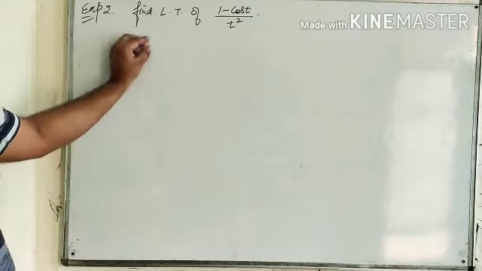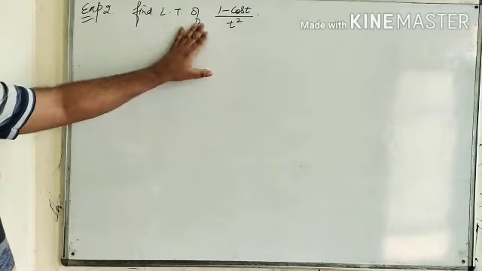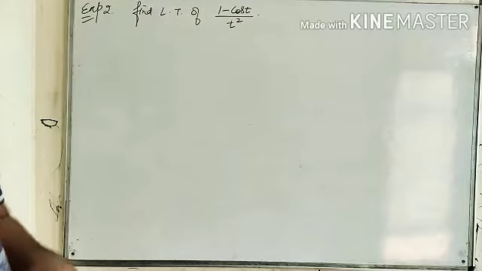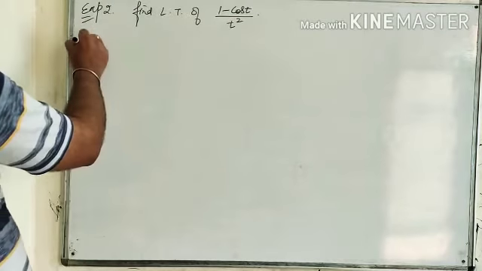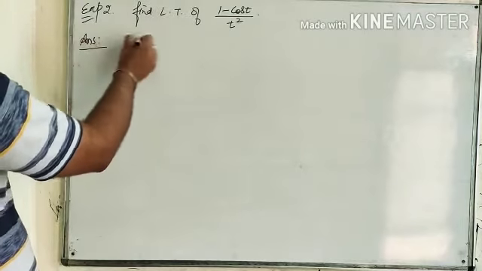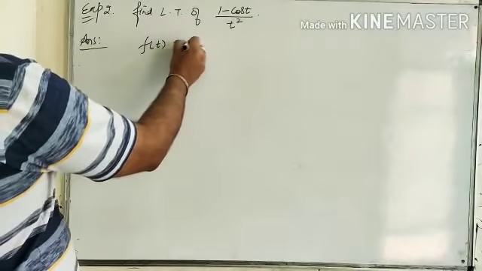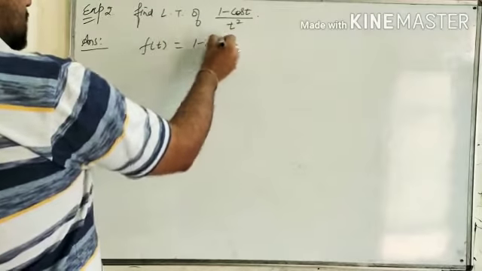Now, this is the second example. Find Laplace transformation of (1 minus cos t) upon t square. For this, we first let f(t). What is f(t)? 1 minus cos t.